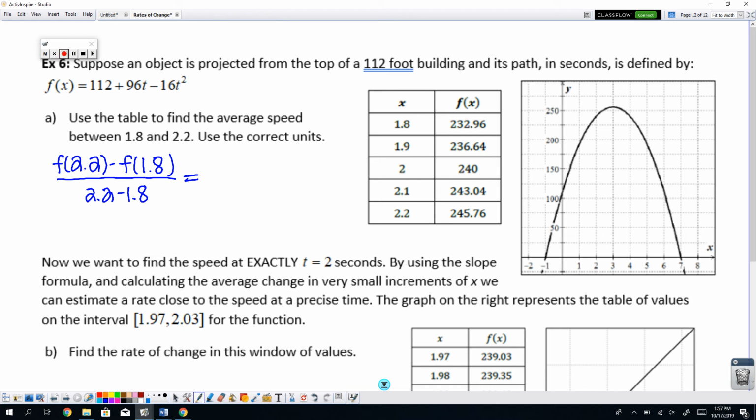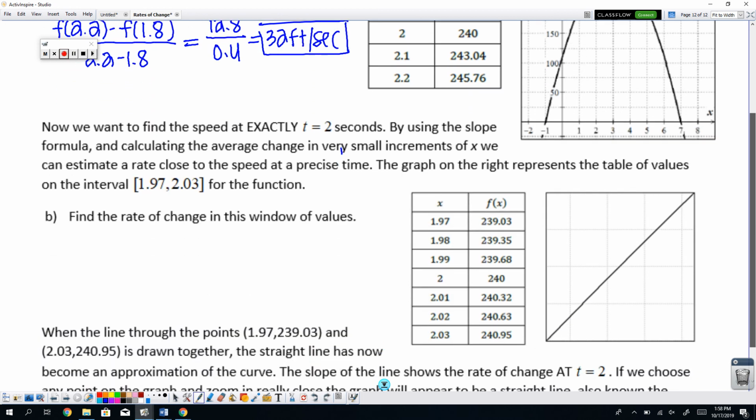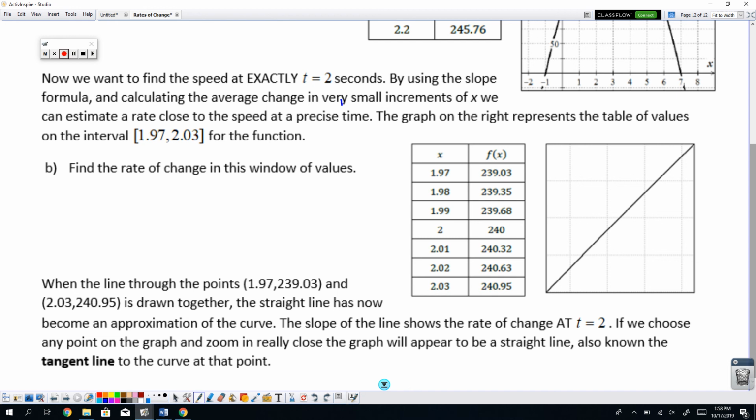Alright? So once we've done that, let me see my answer key, once we simplify, it gets us 12.8 over 0.4, which is equal to 32 feet per second. Okay? And then we're going to go through and do the same exact idea for letter B.